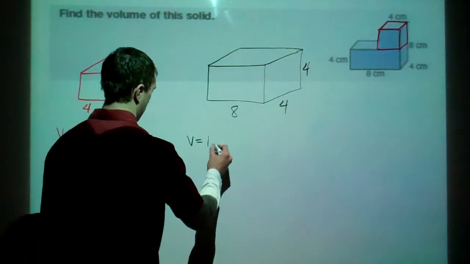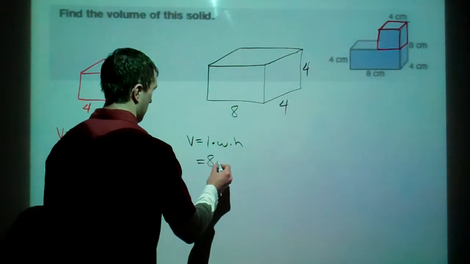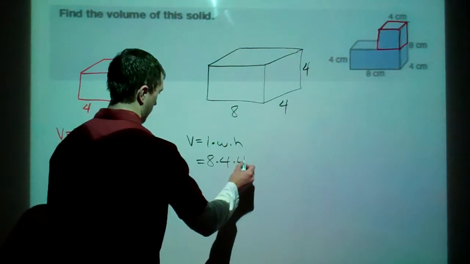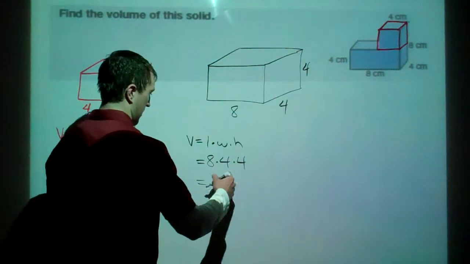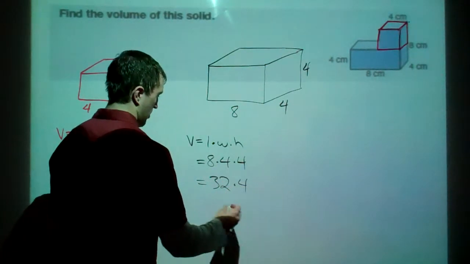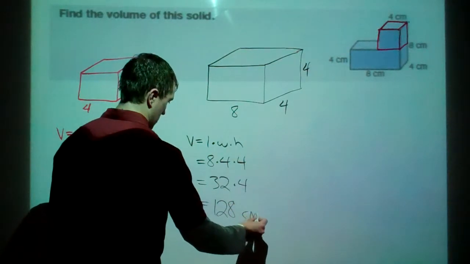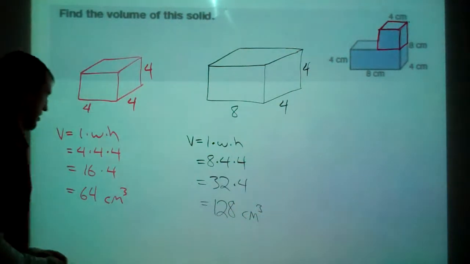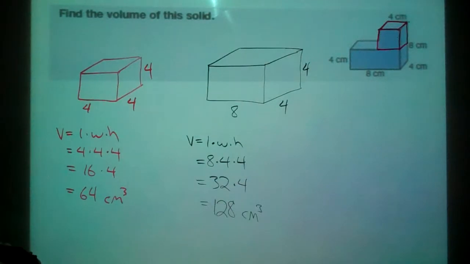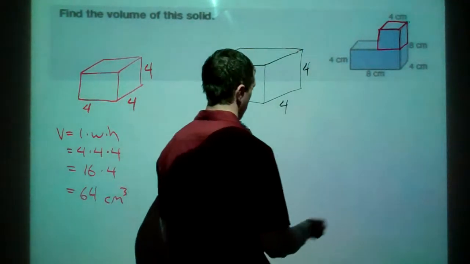Volume equals length times width times height, which is 8 times 4 times 4, which is 8 times 4 is 32. 32 times 4 is 128 centimeters cubed. So now to figure out the total volume, we add those together. 64 plus 128, we should get our answer.